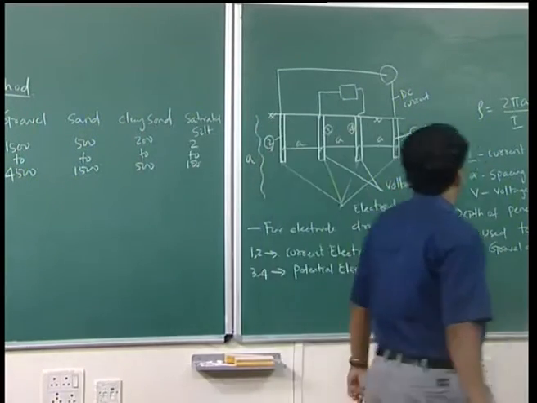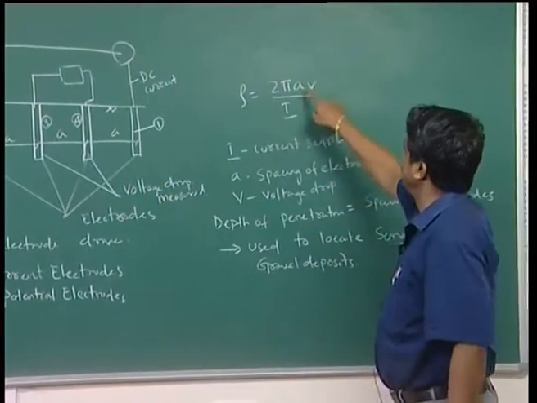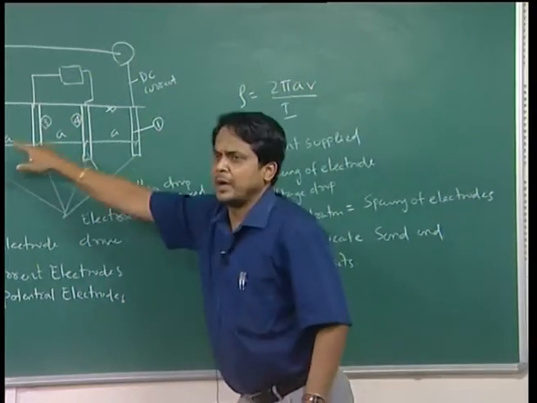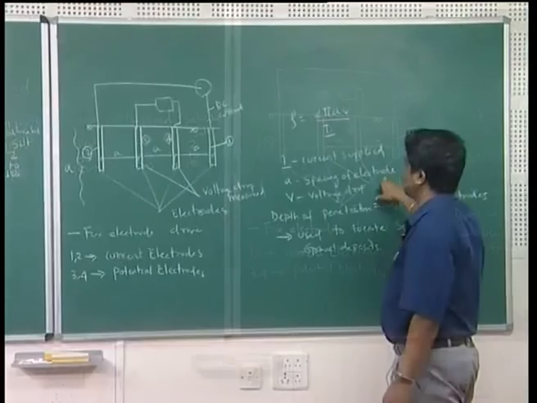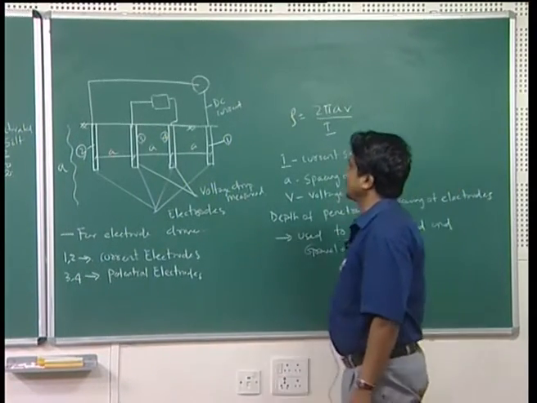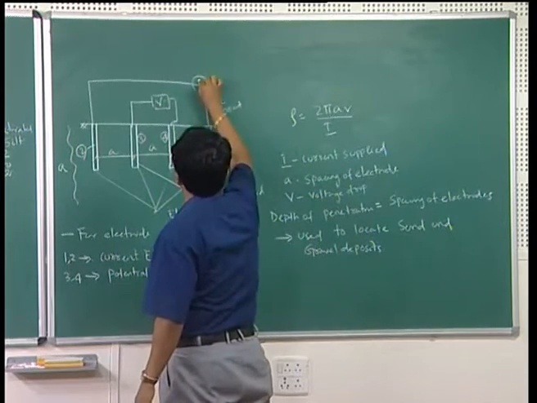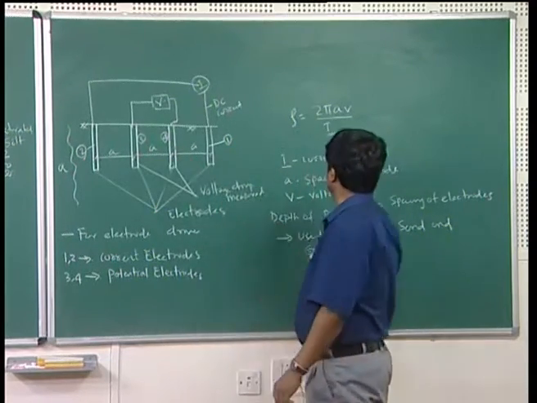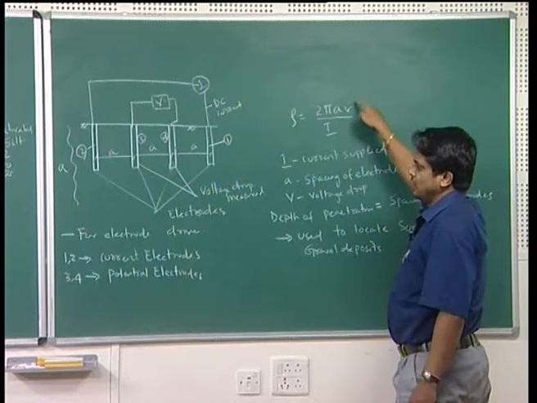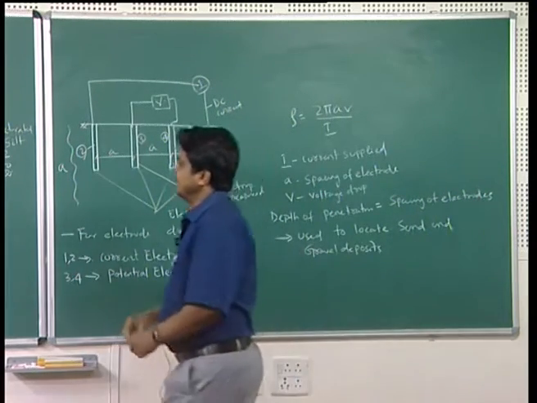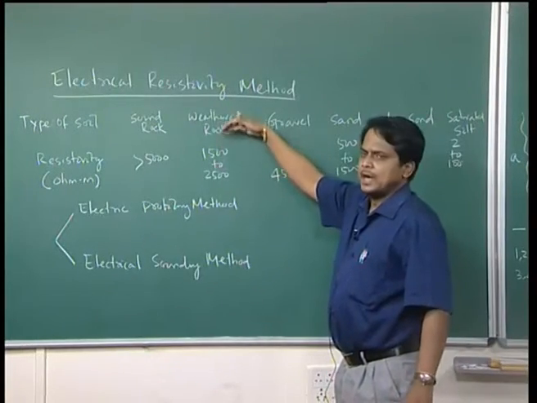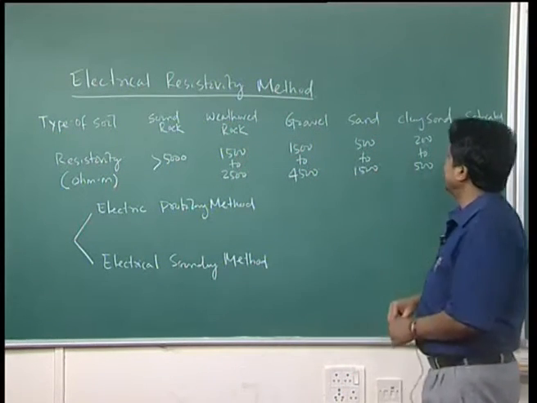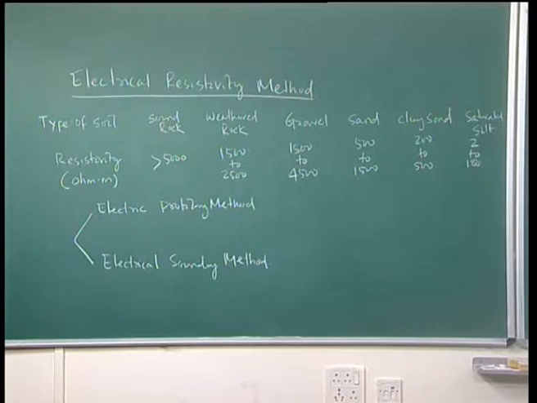From there the electrical resistivity of the soil can be measured: 2 pi A V by I, where I is the current supplied through 1 and 2, A is your spacing of electrodes, and V is the voltage drop between 3 and 4. Based on that you can find the resistivity. Once you get the resistivity value, you can say what that soil is, whether it is sand, rock, gravel, or maybe clay or saturated silt.